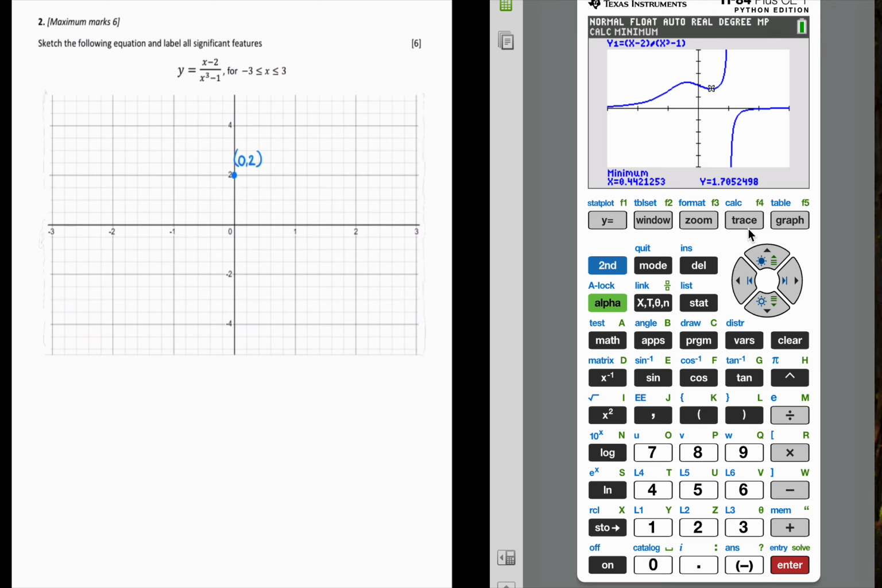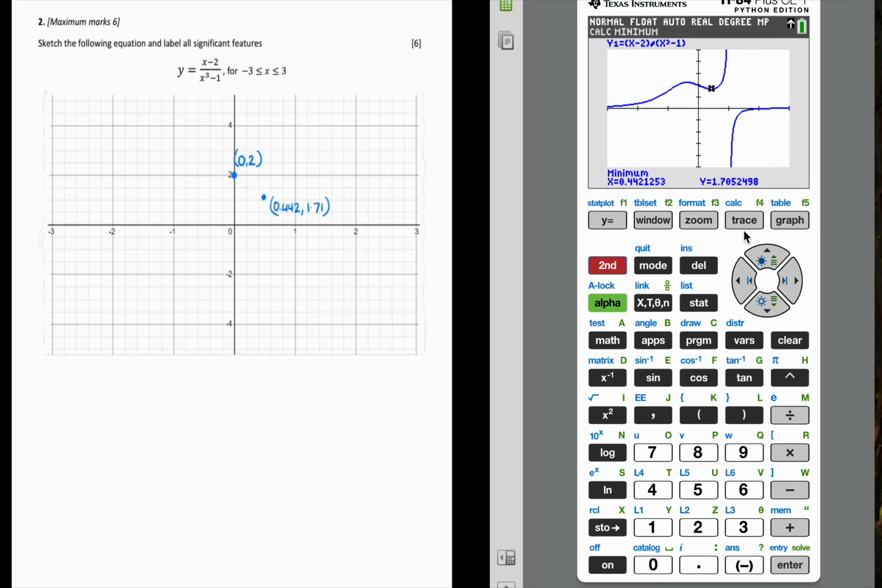So that minimum point is 0.442 and 1.7. So 0.442, 1.7, it's roughly around here. 0.442 to 3 significant figures, obviously, and then 1.71.